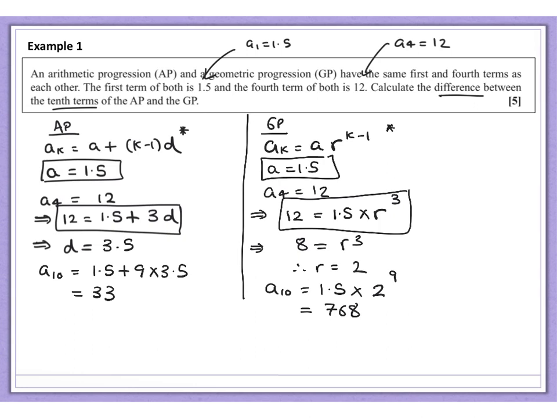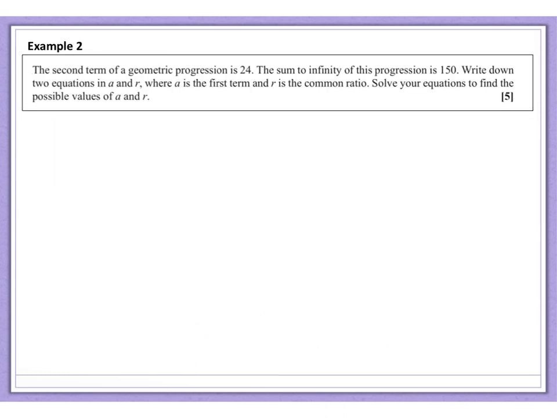Now, to finish this off, remember we needed to work out the difference between the terms. So the difference is equal to 768 subtract 33, which is equal to 735. Example 2. The second term of a geometric progression is 24.